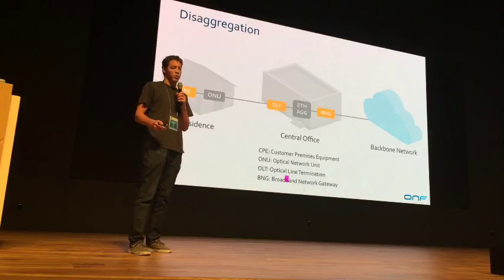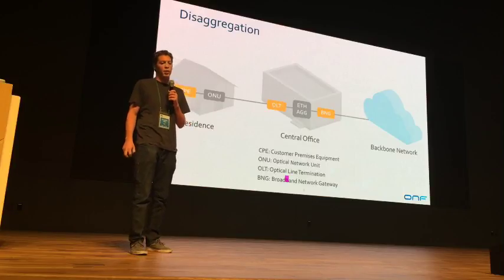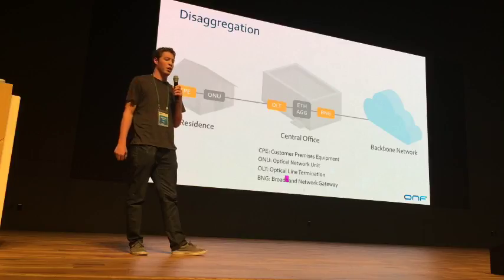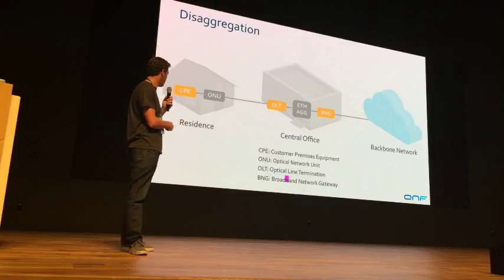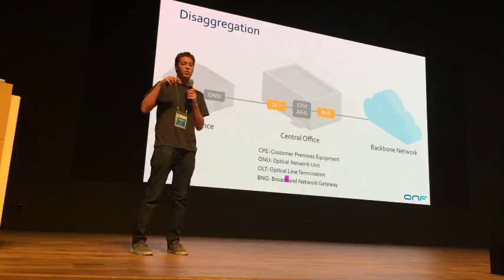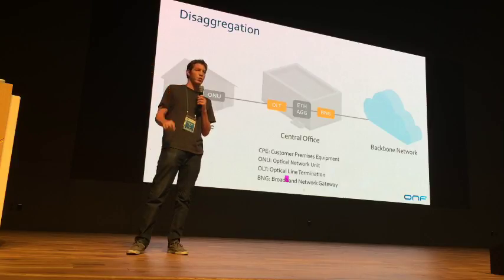In R-CORD, we focus a lot on this access technology called PON, passive optical networking, which is a fiber-to-the-home access technology. PON uses devices called ONU and OLT on either side of the fiber link. So in the residence, we have the ONU device, and from there a fiber link goes up to the central office, and is terminated by a device called an OLT, the optical line termination device.